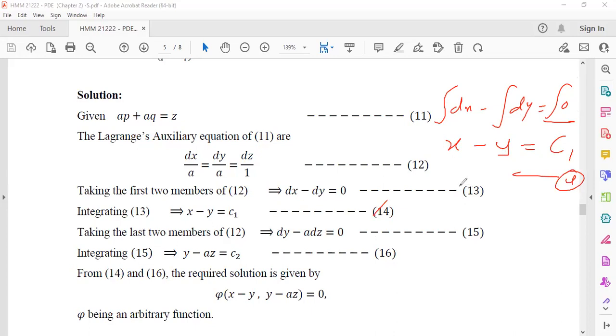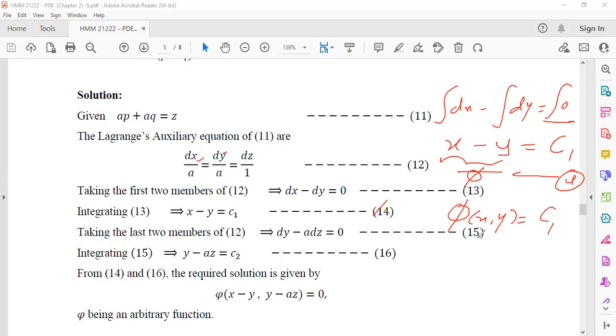So we have found one pi, isn't it? We're going to take this as pi. So we can write nicely like this: pi(x, y) is equal to c1. Why am I putting x comma y? Because we are dealing here only with the x and y terms. So that's why. We have found our pi.